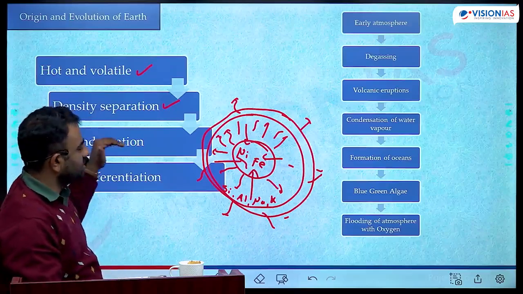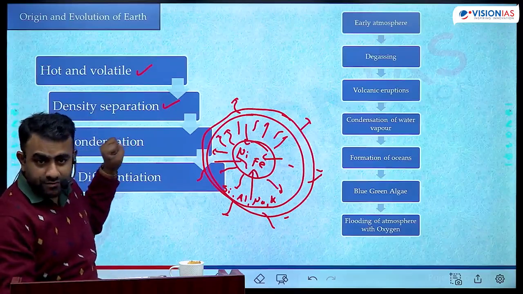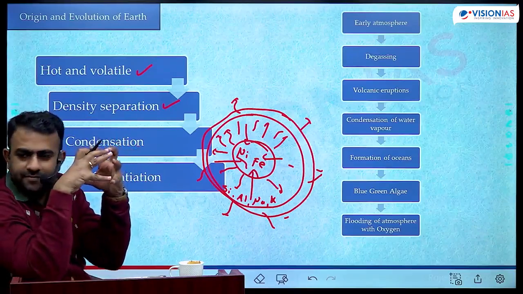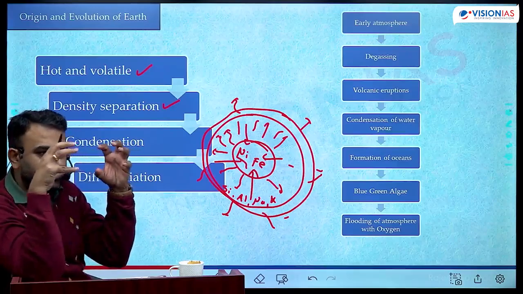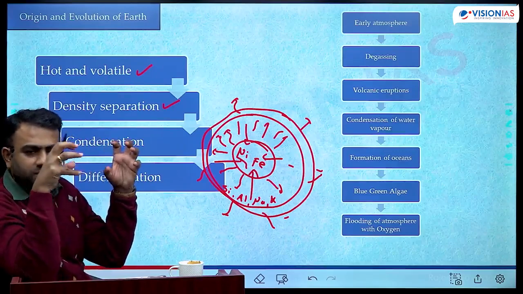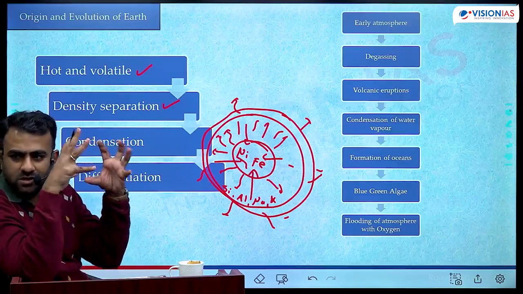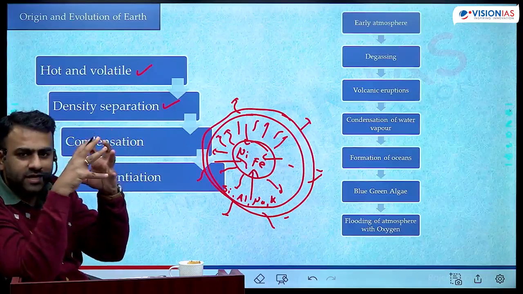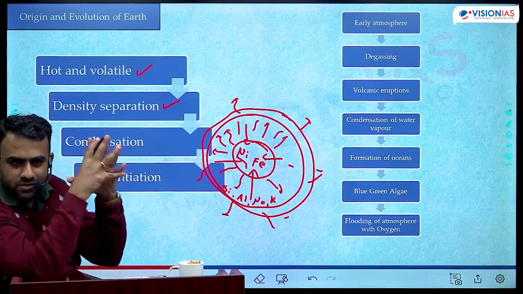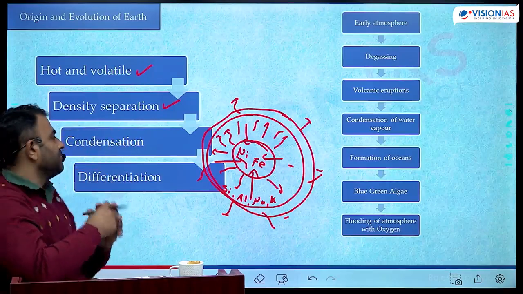Because of the density separation and the loss of heat, everything is condensing, right? जैसे density separation हो रहा है, heavier elements are sinking towards the center and the lighter ones are coming towards the surface. The heat is being lost. Over a period of time, the earth will condense in size. Condense मतलब size कम होता जाएगा, reduction of size.